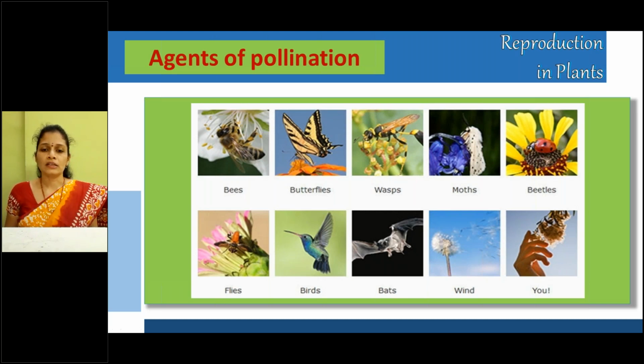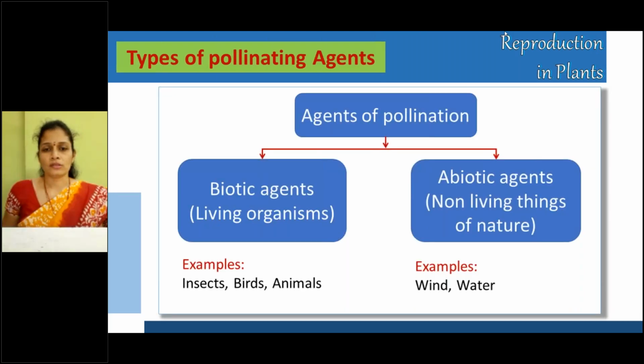Let us learn in detail about the types of pollinating agents. Agents of pollination are basically divided into two types: biotic agents and abiotic agents. Biotic agents are living organisms, such as insects, birds, and animals. Abiotic agents means non-living things of nature, such as wind and water.